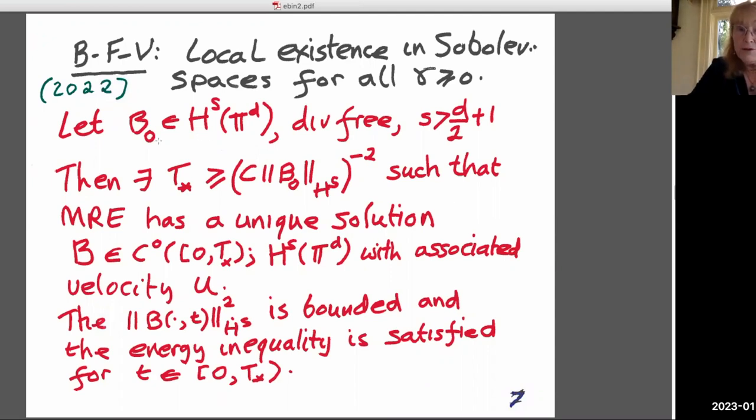We start off with a divergence-free initial condition in H^s. Then there is a time T star such that the MRE equation has a unique solution B with associated velocity U. And the H dot s norm of B is bounded and the energy equality is satisfied up to this time T star. So we have at least local existence with and without the regularization parameter gamma.